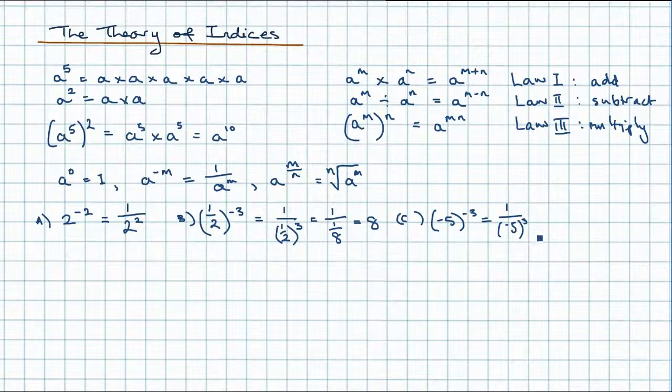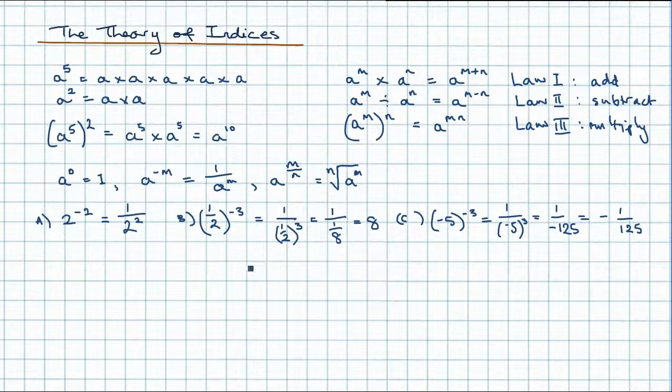Well, minus 5 cubed is going to be minus 5 times minus 5 times minus 5, so it's going to be 1 over minus 125. And there's our answer. Let's just rewrite it: minus 1 over 125. Okay, negative 1/125th, if you like.